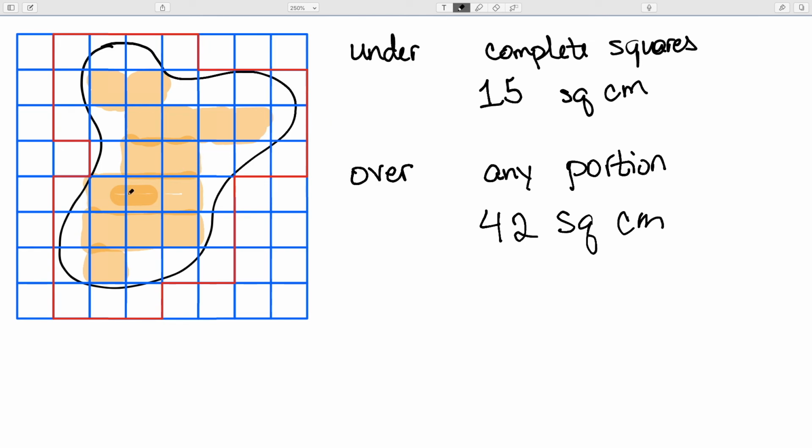So we know the area of this irregular region has to be smaller than 42 and bigger than 15. And if we use finer and finer graph paper, we get a narrower and narrower range of values between our overestimates and underestimates. So these were all 1 centimeter, but if I were to refine them to a half or a quarter of a centimeter, or a tenth of a centimeter or something like that, the finer we get, the better the approximation and the smaller this range will be.